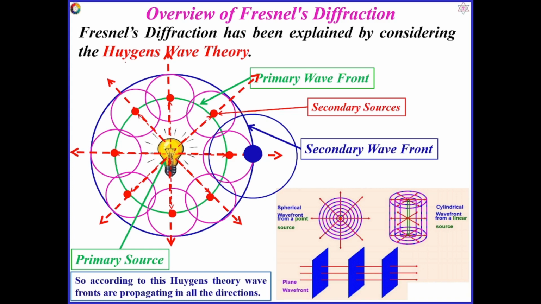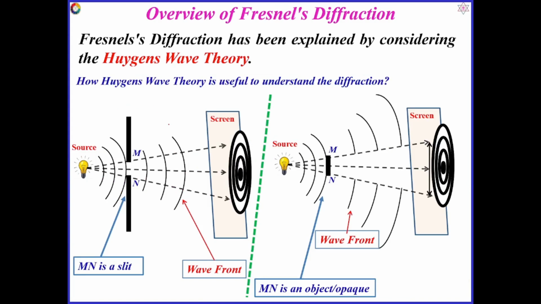Then we discussed Huygens wave theory. According to this wave theory, we concluded that from a primary source, wave fronts propagate in all directions. This is the wave front, this is the wave front. Different types of wave fronts we also discussed. And we discussed how the diffraction pattern is observed by considering two situations: here is the slit and here is an opaque object. Considering Huygens wave theory, we can get the diffraction pattern. These things we also discussed in our last video.